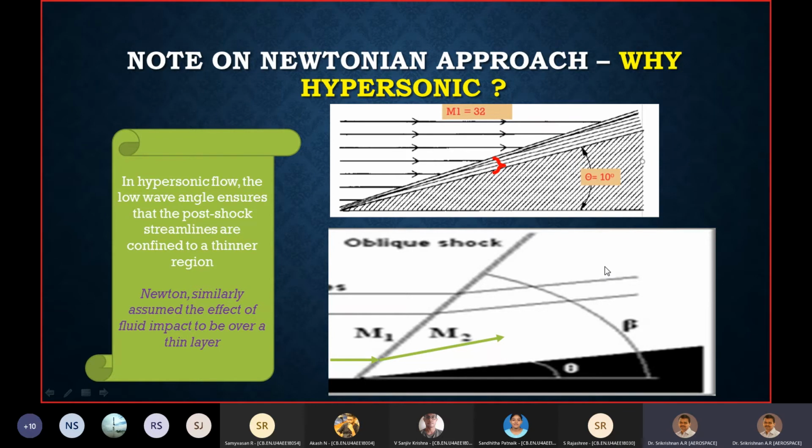Now next we'll go to the next level, which is the shock expansion method. People call it shock expansion theory also, which is basically a combination of shock theory and expansion theory. So how they can be used to calculate the pressure distributions is what we are going to discuss next.